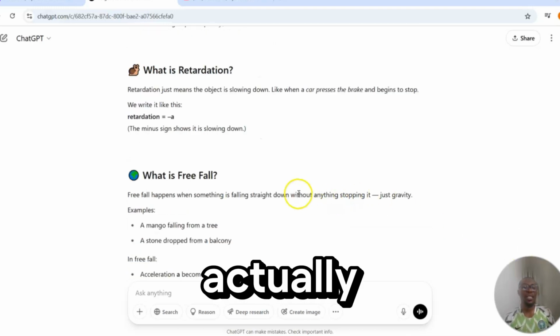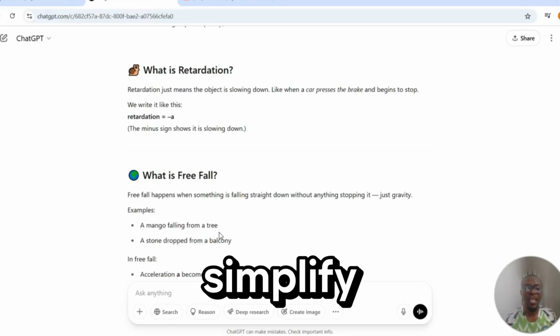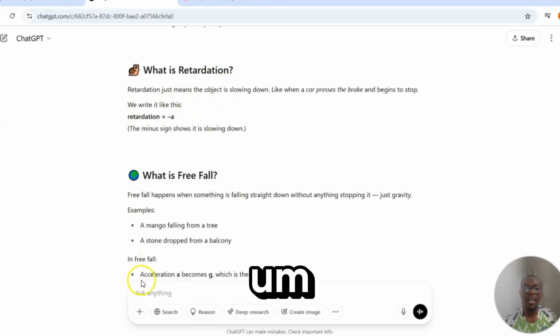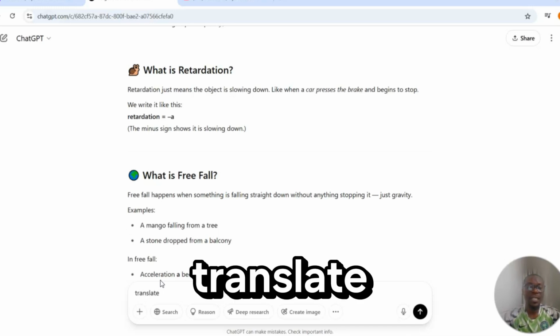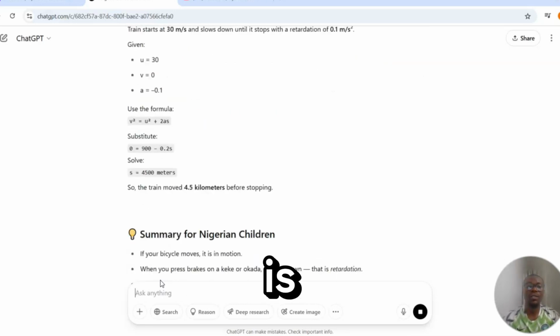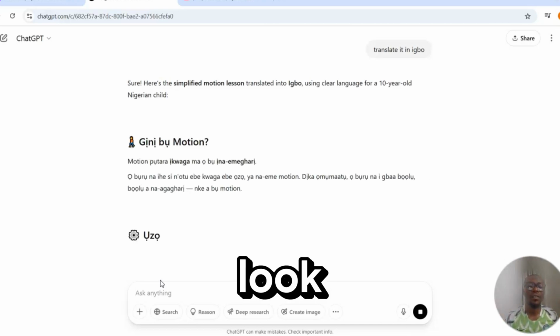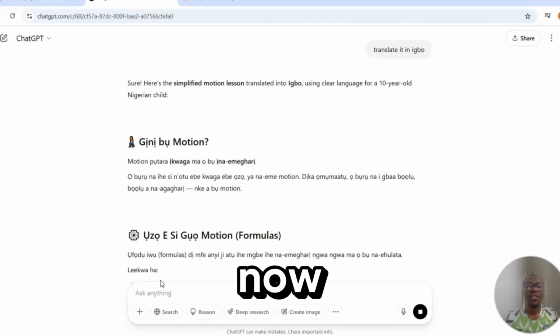So you can actually get your notes from your lecturer and you can simplify it. I can come up and say simplify it in Igbo, or translate it in Igbo. Let me say Igbo and see what it gives me. Okay, so it's fine. Look at it now. It's translating all this in Igbo.